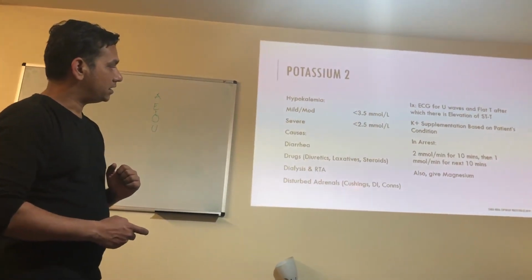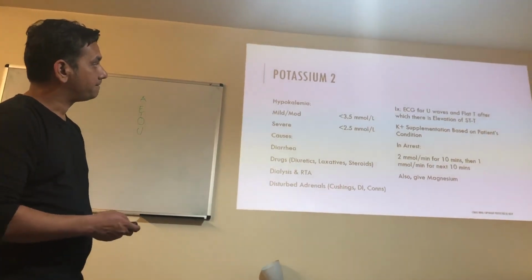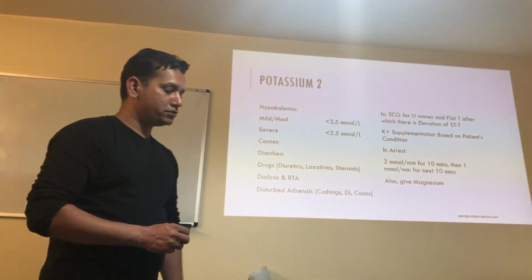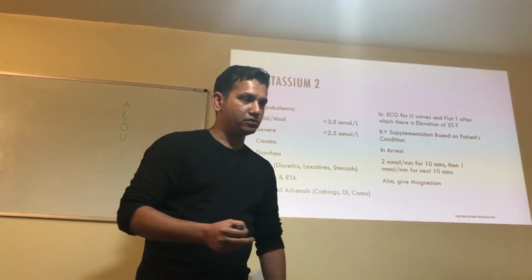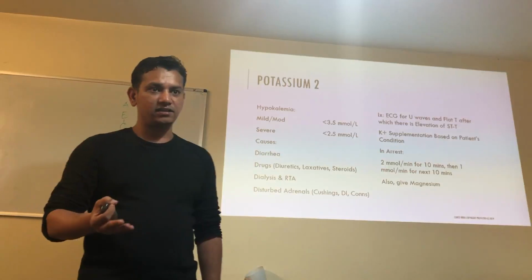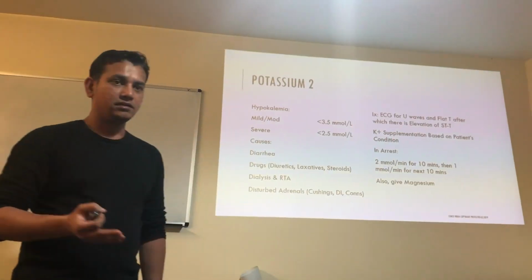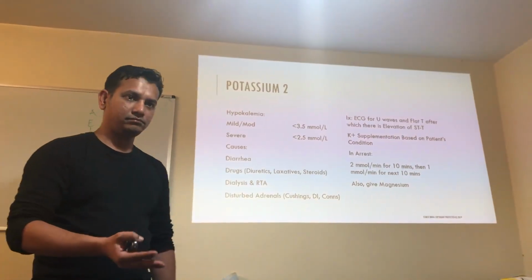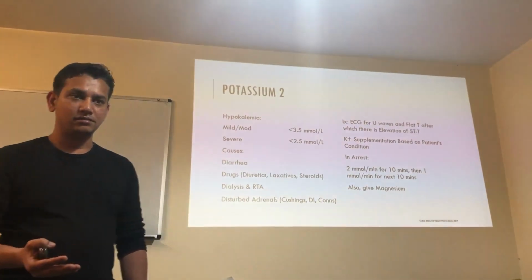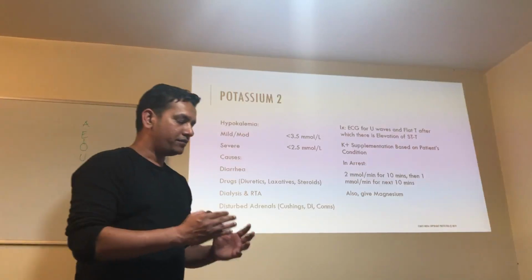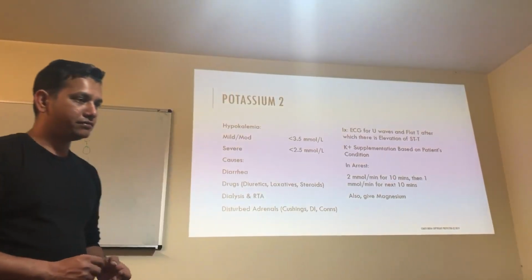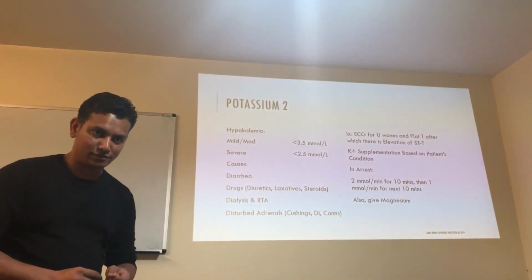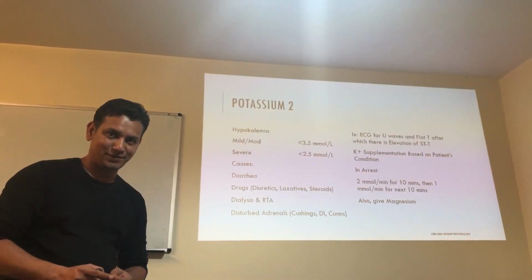Or Cushing's. First thing you do is an ECG. ECG will show U waves or flat T. Give potassium. If they can take oral, give oral. If they can't, give IV, with slow correction. If it's a cardiac arrest scenario, you give 2 millimoles per minute over 10 minutes.